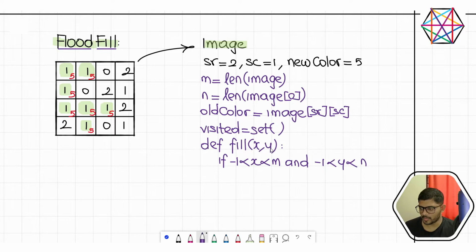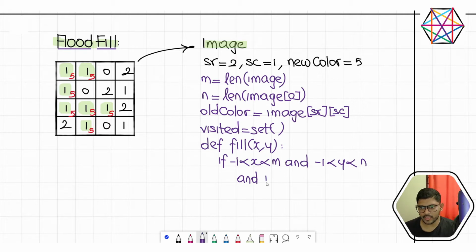y denotes the column number, so it has to be at least 0. And at the same time, it has to be less than the total number of columns in the given matrix. That is another condition. And we can perform this flood fill only if the adjacent cell is having the same color as that of the given cell.